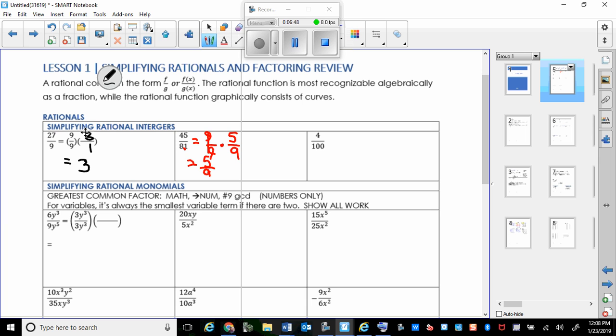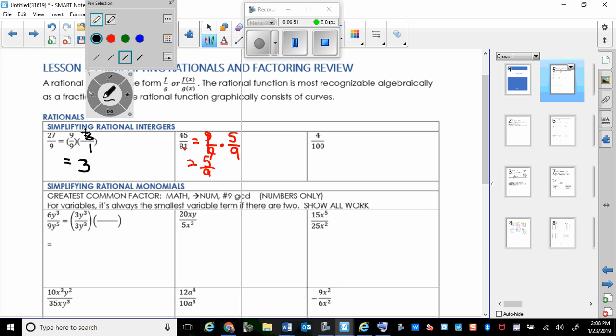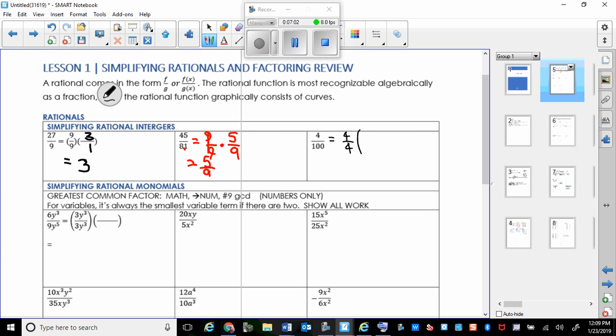The next one we're looking at is 4 over 100. So I think I can divide 4 out of the top and the bottom. So that means I'm going to bring out a 4 at the top, a 4 at the bottom. So 4 divided by 4 is 1. 100 divided by 4 is 25. And remember, your simplified version of this is 1 over 25 because 4 divided by 4 is 1. That leaves me with 1 over 25.